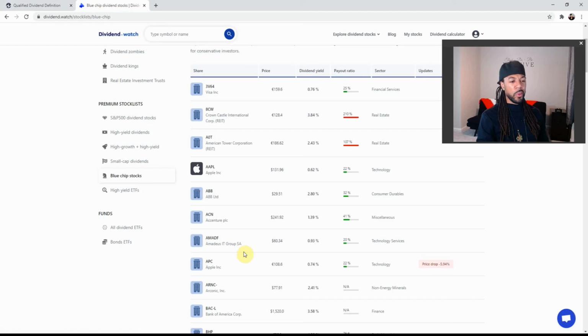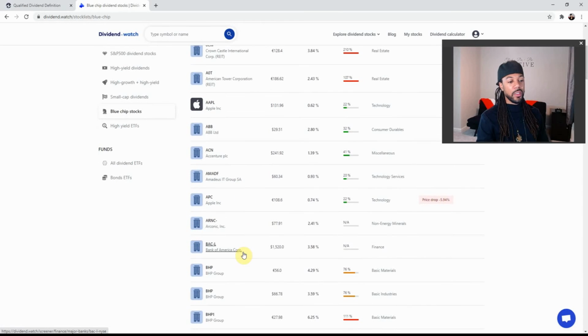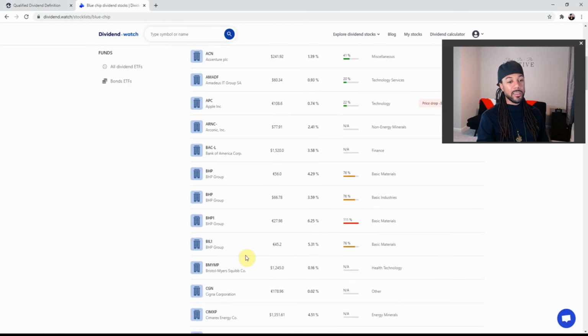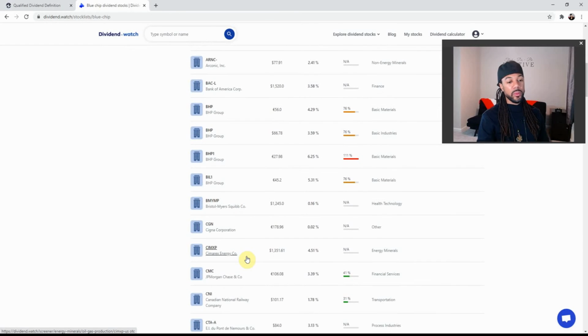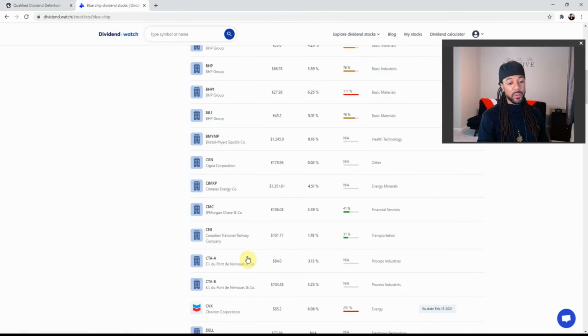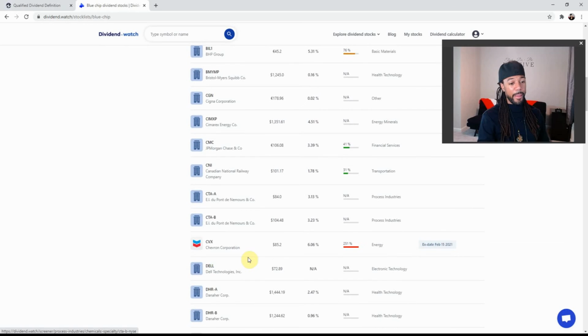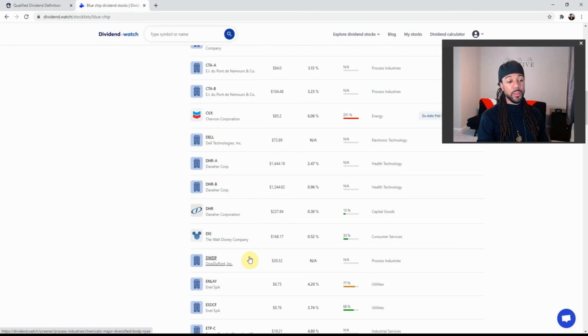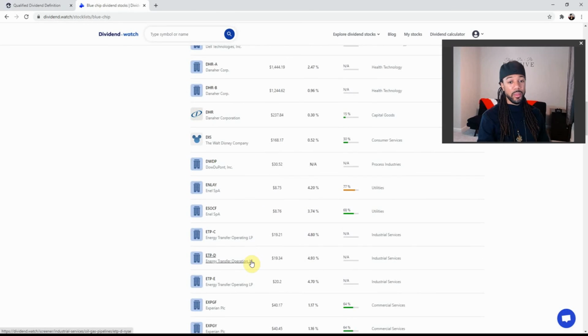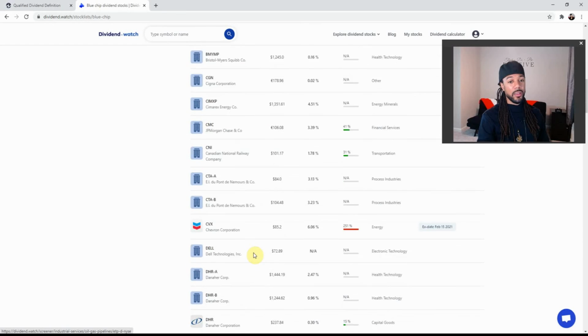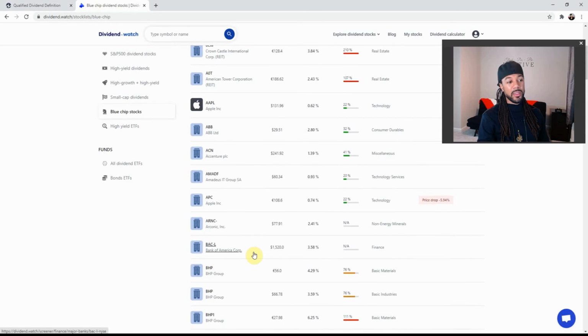So, you know, you wonder how some people know what dividend stocks are the highest. Look at this. You can go through, pick the sector that you want, and you can see the dividend stocks that's blue chip stocks. Blue chip stocks. You know, that means top of the top.